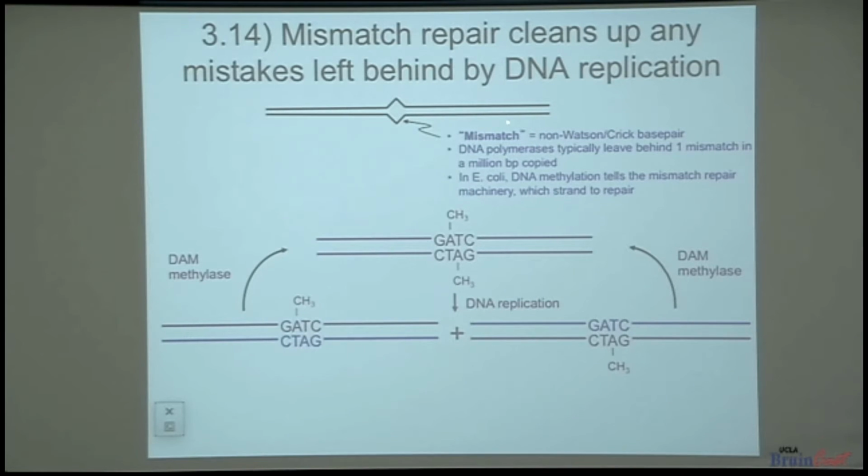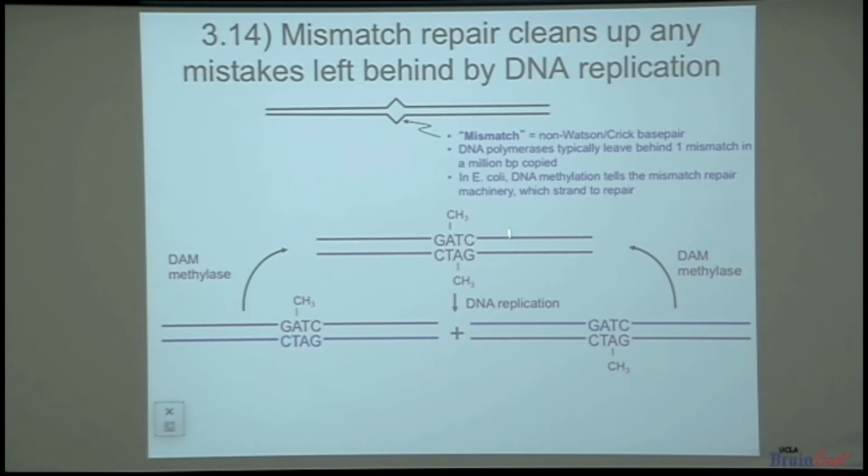Okay. And so here's a mismatch. So let's say a mistake arises. Despite those safeguards, about one time in a million, DNA polymerase is still going to leave behind a mistake. The question is, how does the cell recognize which strand contains the mistake and therefore which strand needs to be repaired? Well, we don't really completely understand how this works in eukaryotic cells, although there's some ideas. In bacteria, though, we understand that very well.